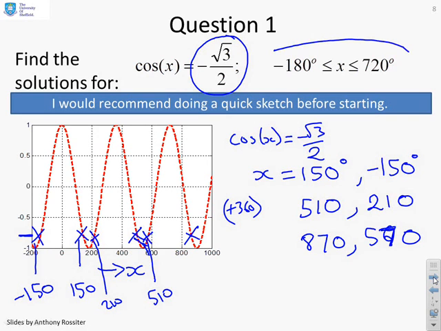Now, let's look back and see what we were asked to do. We were asked to find solutions in this region here. So I can say that's a solution, that's a solution, that's a solution, that's a solution, that's a solution, but clearly this one is outside of the range that I was asked. So I've got 5 solutions.